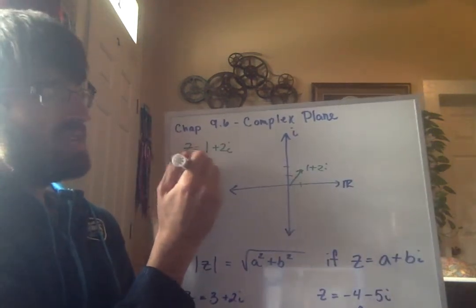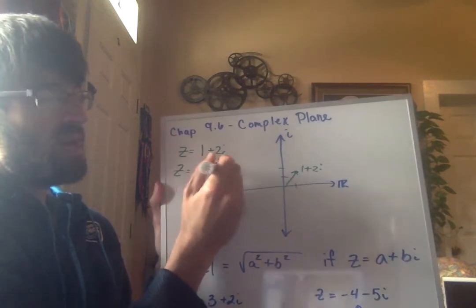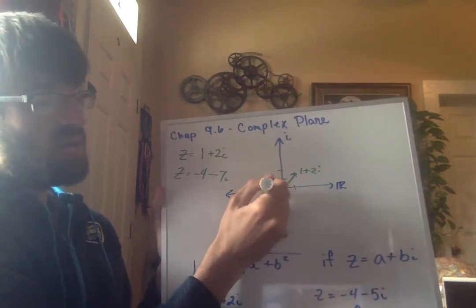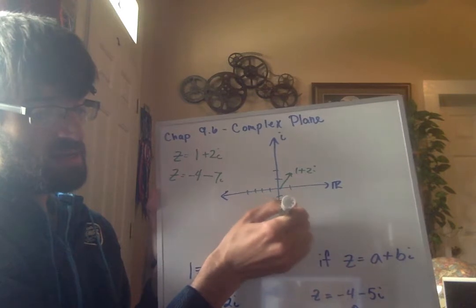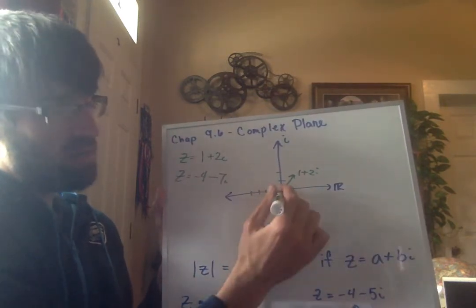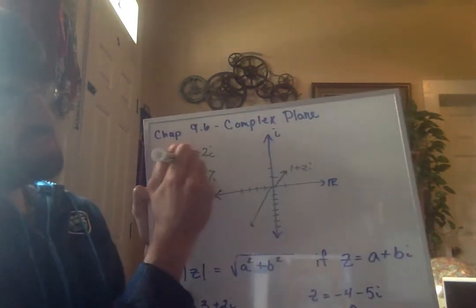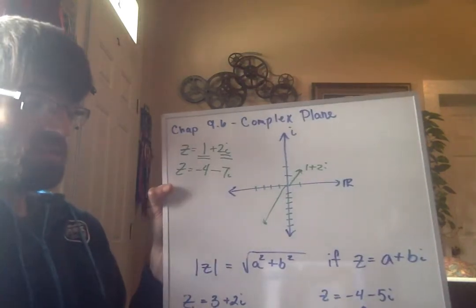So if z equals negative 4 minus 7i, I would go out negative 4 and down 7. Now you can think of this almost as the XY coordinate grid, but this is the real part on the real axis. This is the imaginary part on the imaginary axis.